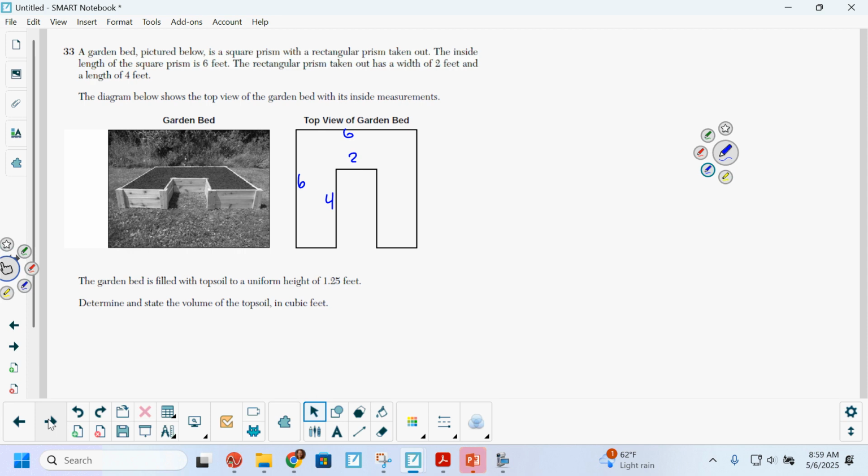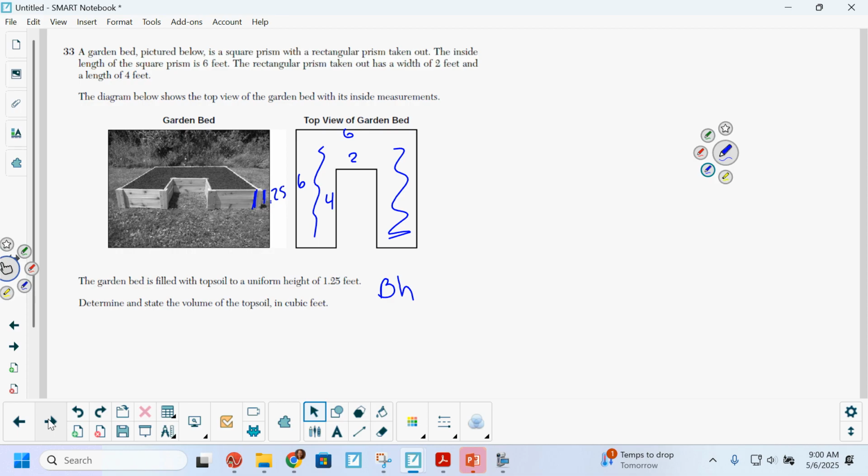The diagram below shows the top view of a garden bed with its inside measurements. The garden bed is filled with topsoil to a uniform height of 1.25. So this is 3D, and they're telling us that this height right here is the 1.25. Determine and state the volume of the topsoil in cubic feet. Well, the first thing I have to do is just figure out the area. And once I know the area, I can multiply by how high it is. So it's that generic formula of base area times height to find this volume.